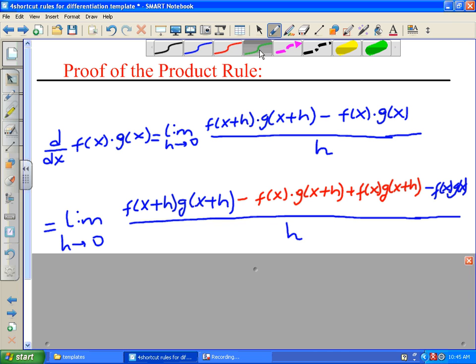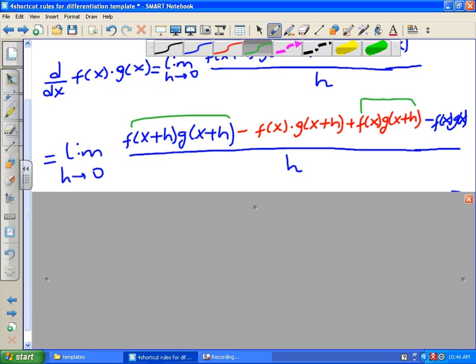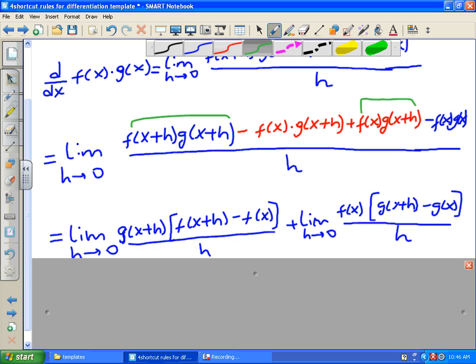So they're going to rewrite this together with this term. What's in common to both of those two terms? What do they both have? G of x plus h. So we're going to factor it out in the next step. We're going to factor out g of x plus h from those two terms. And this is what you're left with. F of x plus h from the first term. That's right there.